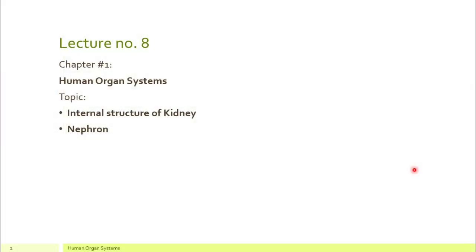Dear students, this is your lecture number 8 from chapter number 1, Human Organ Systems, and today we are going to discuss the internal structure of kidney and its main functional unit, which is nephron.